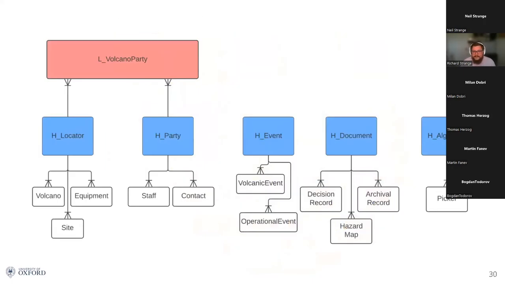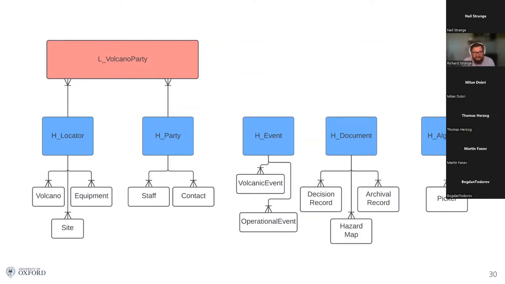So we end up with something like this. We know that we've got some kind of locator. We know that volcanoes, observatories, sites, things like that are going to be very important. We have this concept of party. We're using party here just to keep it simple. There are better ways to do this, if you've got a much bigger system. This is purely for the sake of simplicity.